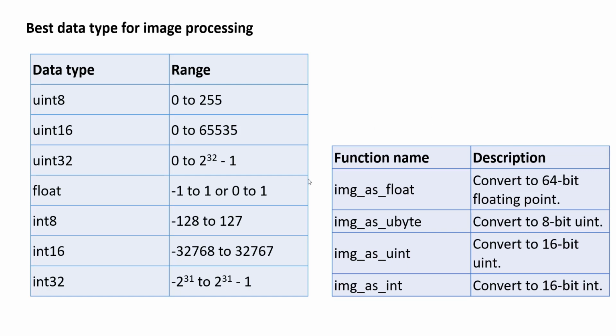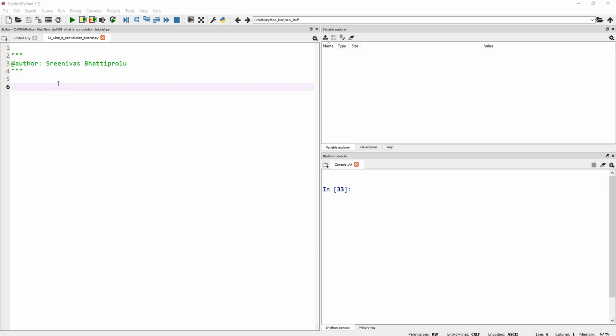Okay, so enough of this theory. Now let's actually get into the Spyder and write a couple of lines of code to understand this convolution between an input image and a kernel. So let me exit out of my PowerPoint, and here is the Spyder interface.